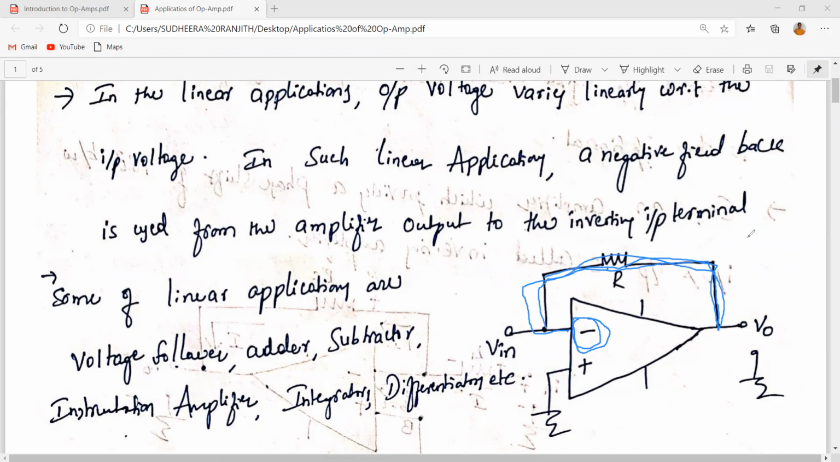It is called negative feedback because the output of your operational amplifier is connected to the negative input, that is, the inverting input of your op amp, using a resistance, or sometimes you can use capacitors, depending upon the application, right? So the output is connected to the inverting input of the op amp. That's why it is called negative feedback. So in linear applications, we frequently use negative feedback, which is nothing but the amplifier output connected to the inverting input terminal. What are the examples of linear applications?